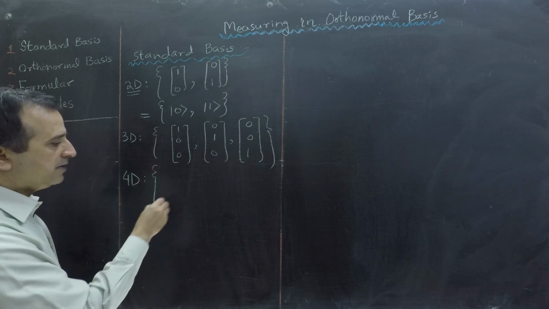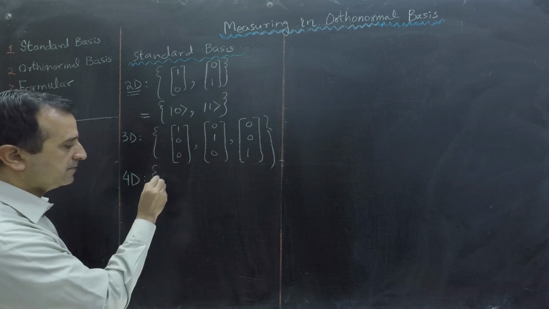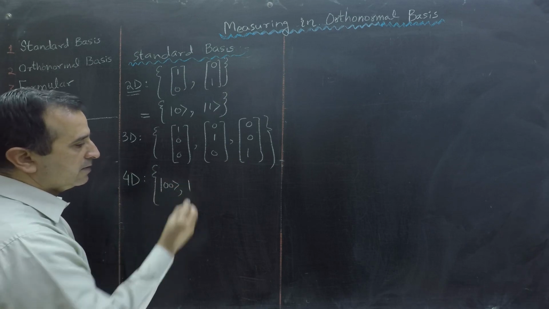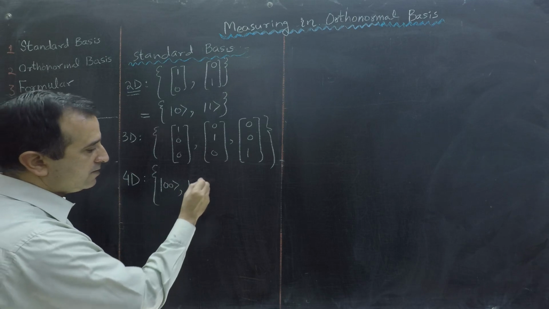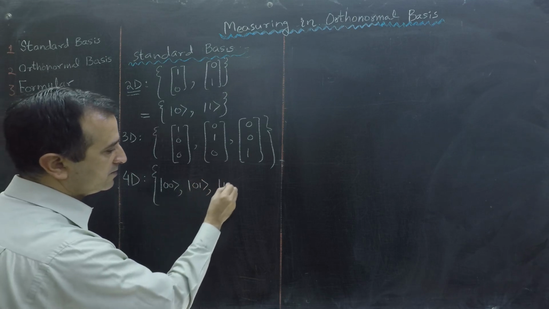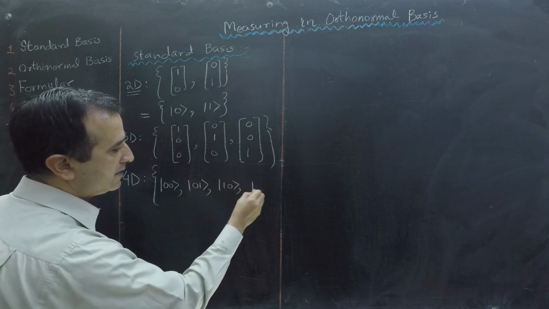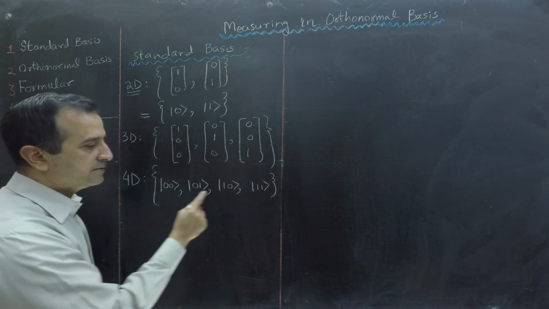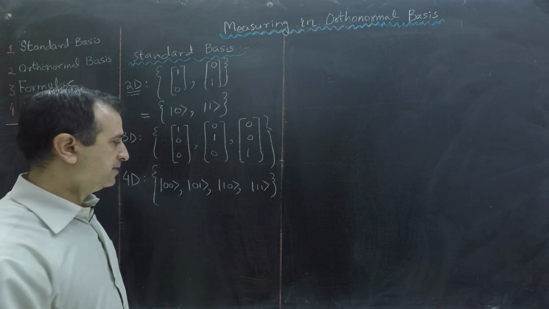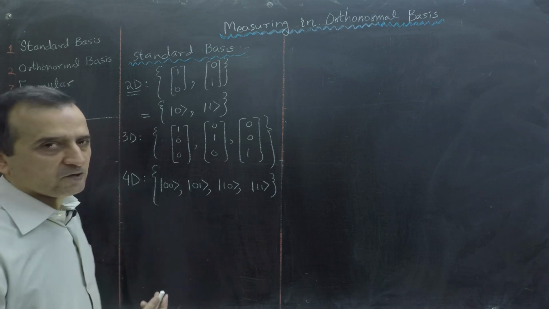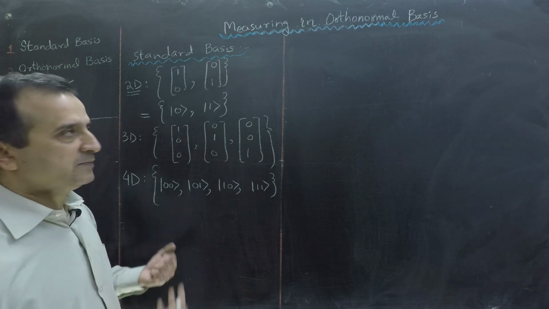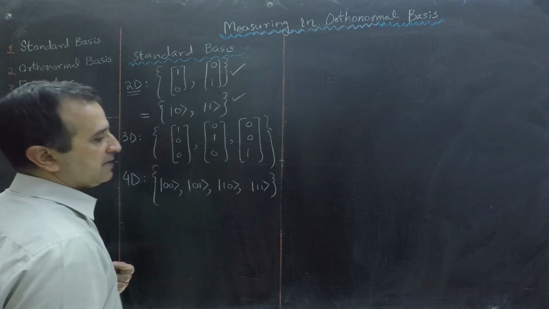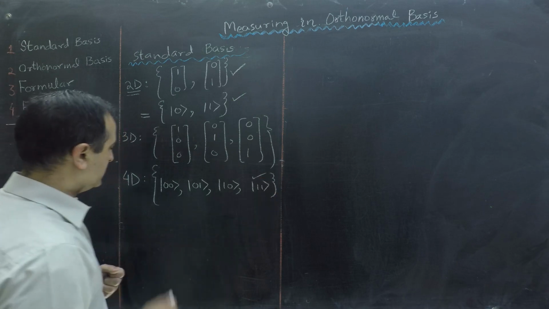So in 4D our standard basis is ket 00, ket 01, ket 10 and ket 11, because each of those vectors has exactly one 1 in it. So I hope that you will be able to understand the concept of the standard basis. This is our standard basis in 2D and this is our standard basis in 4D.